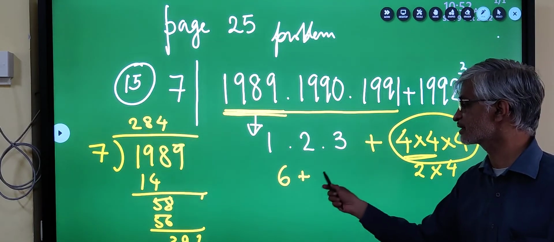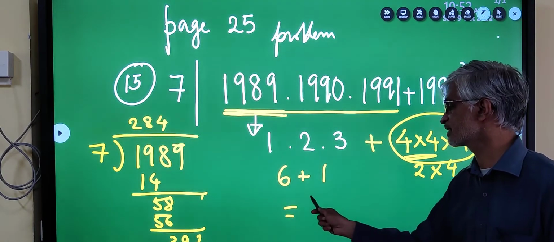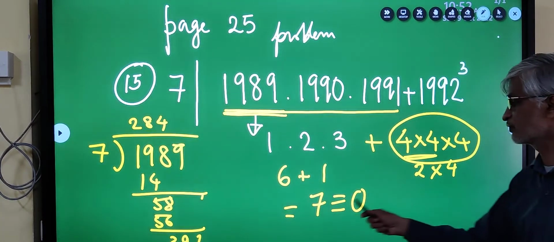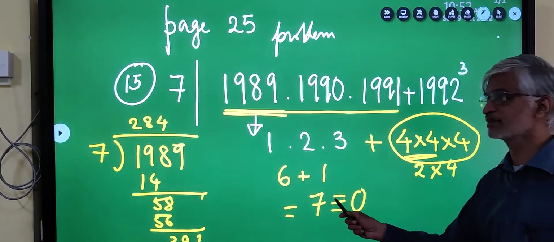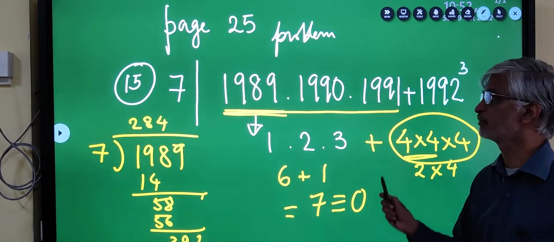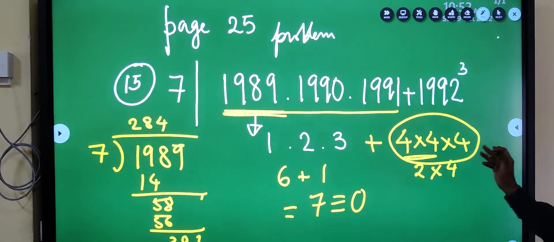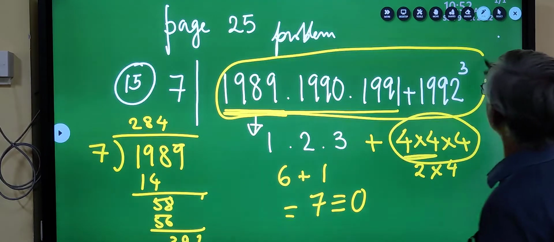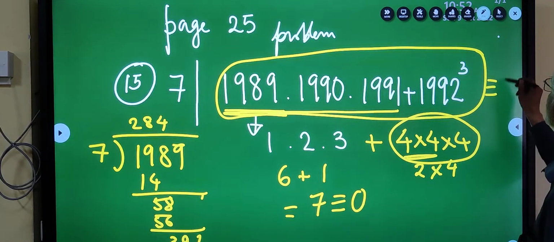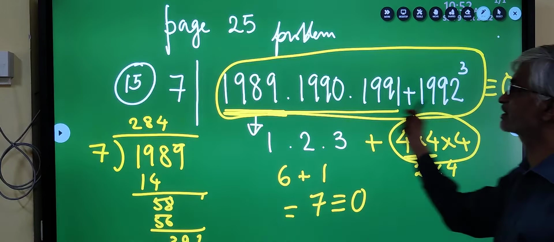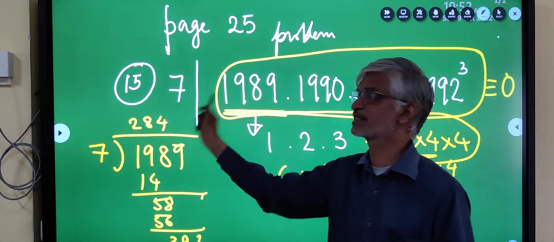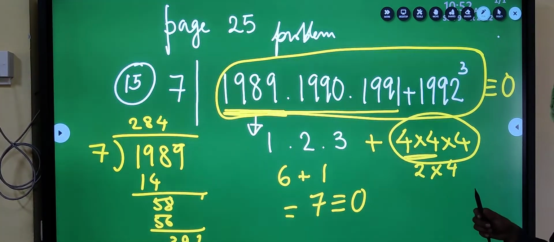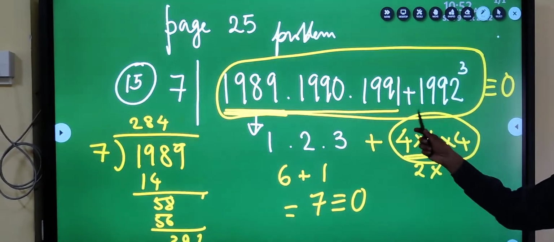So the total remainder is 6 plus 1, which is 7, and this should be considered as 0 because we are dividing by 7. So 7 corresponds to a remainder of 0 when you divide by 7. So in the end, we got the answer to this question, that the remainder of this number when you divide by 7 is actually 0, and that means that this number to the right is divisible by 7. So I hope that this is a nice simple example that tells us clearly how the theorem comes into play.